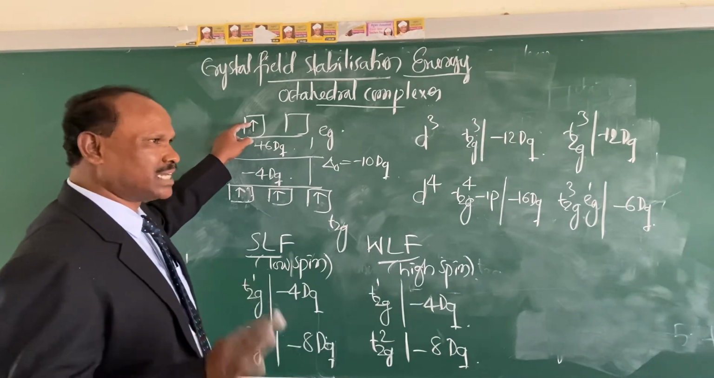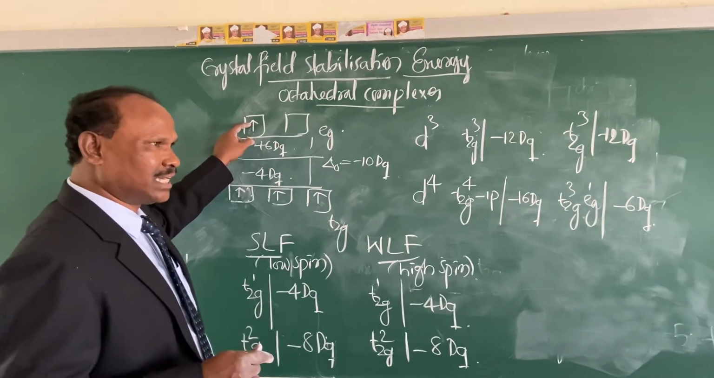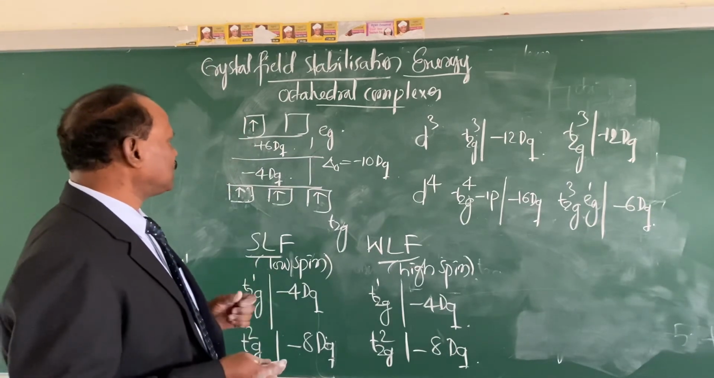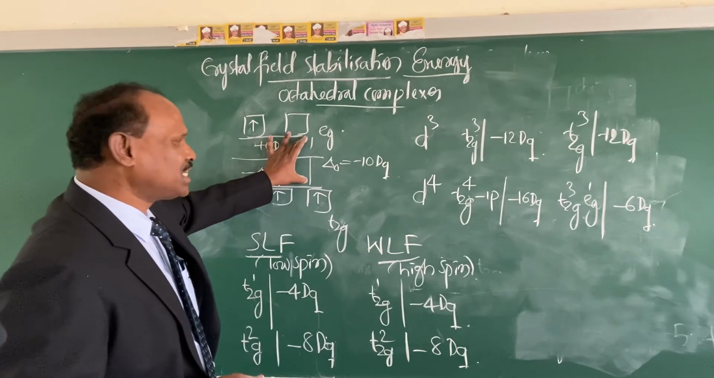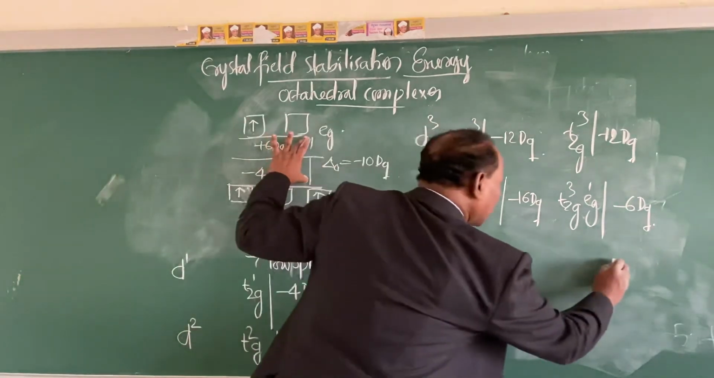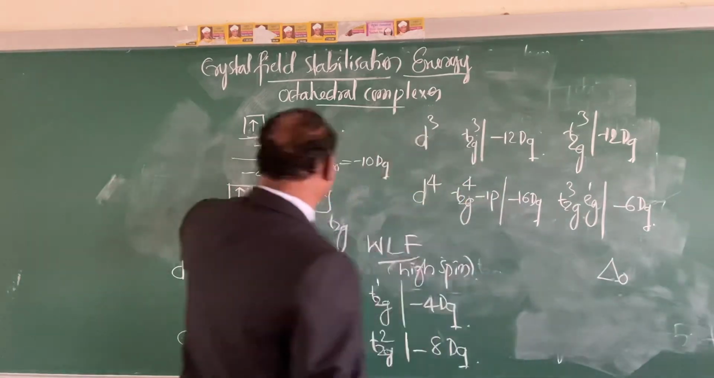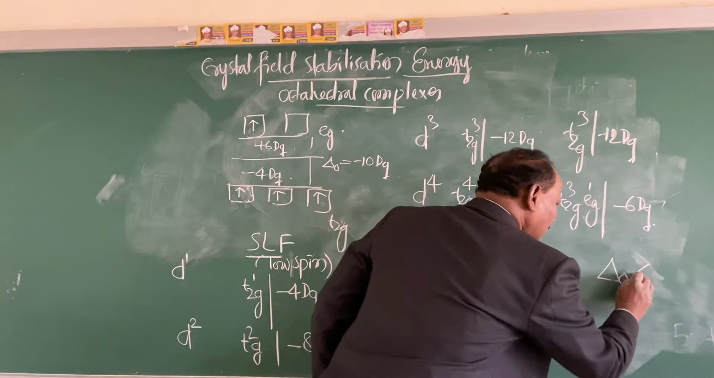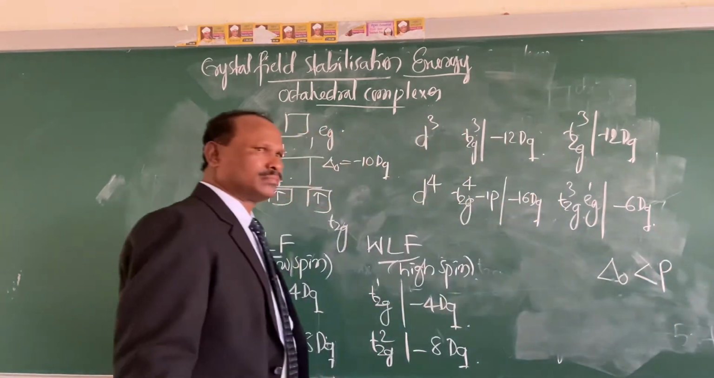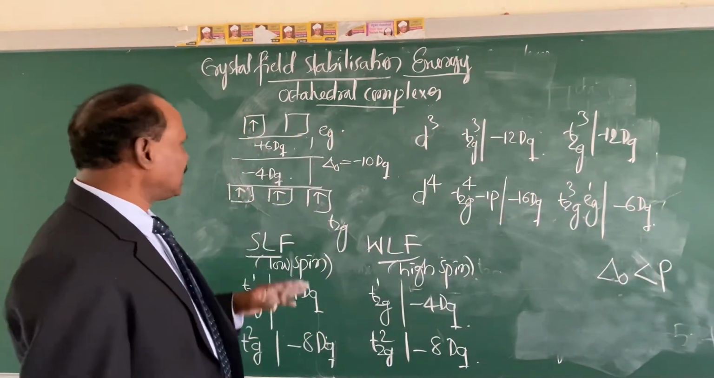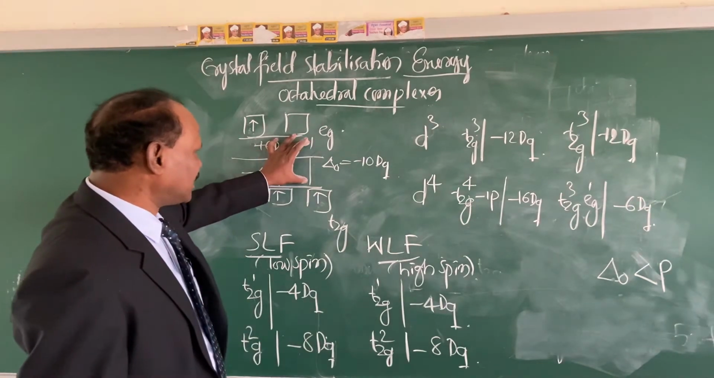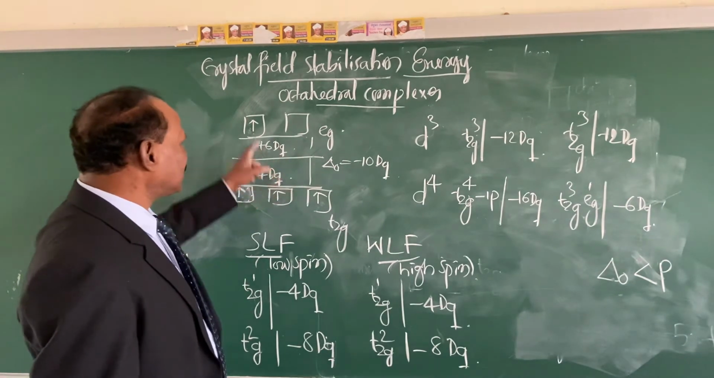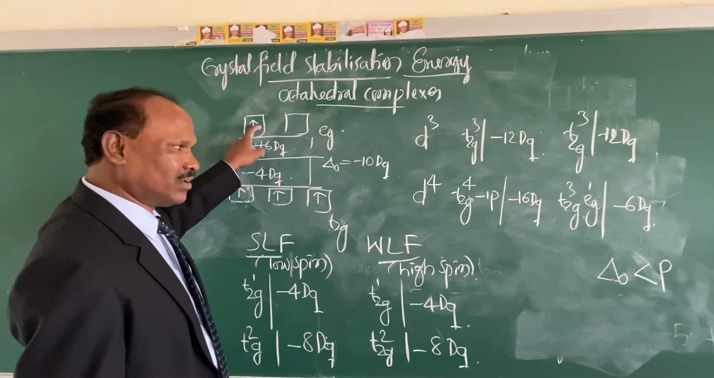I said it is a weak ligand, right? The ligand is a weak ligand. So here the definition is, if the crystal field stabilization energy is less than the pairing energy, followed what I have written? Crystal field stabilization energy is less than what? Pairing energy. Therefore that electron is going to what? The Eg energy level.